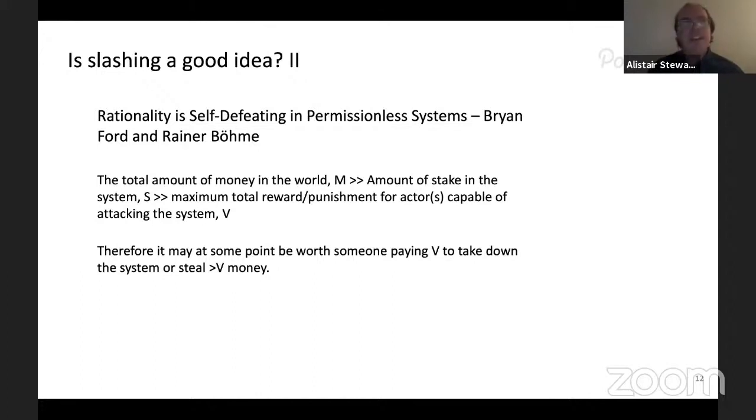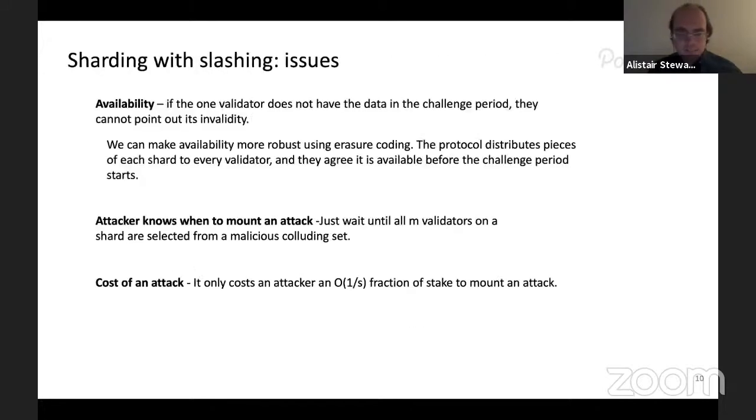So why do I think this isn't really fatal? One of the issues was the one I mentioned 2 slides ago. In this model, the attacker knew when they could get away with an attack. And indeed, if this is the case, then it's only going to cost them 1 in S to attack a chain, or less fraction of taking the system to attack a chain.